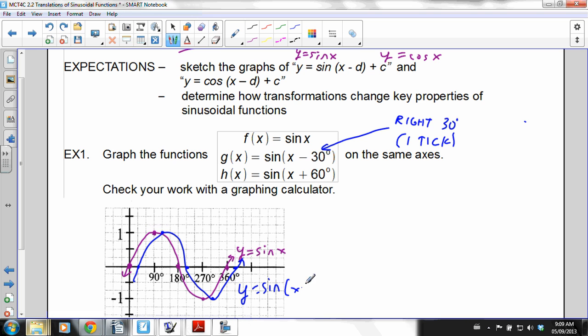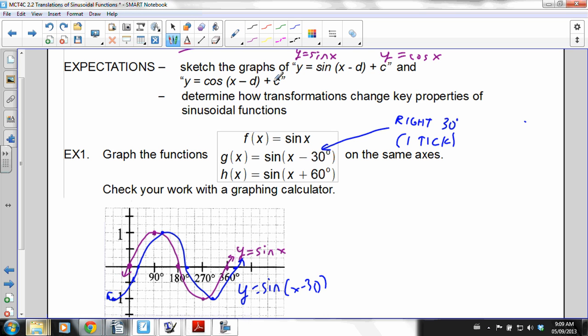Sine of x minus 30. Now, notice there's a little gap over here, and we want to graph it from 0 to 360 usually. So let's go backwards. Where's the next important point going to be from here? Well, if I go backwards, 1 to 0 to negative 1 is 3 ticks away, right?